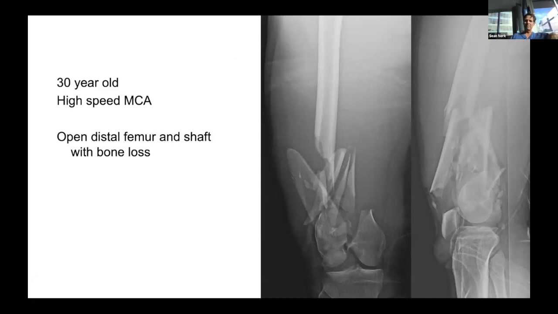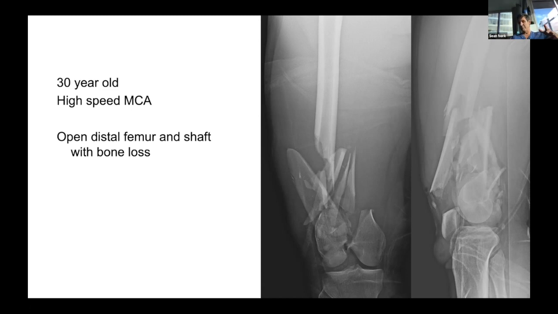A little more complicated pattern. 30-year-old, high-speed motorcycle accident. This is open. There's a little bit of bone loss, but I don't want to cross over too much into what Justin was talking about. But this is certainly a setup for a non-union. And the techniques for fixation on this one will become immediately evident and relevant.